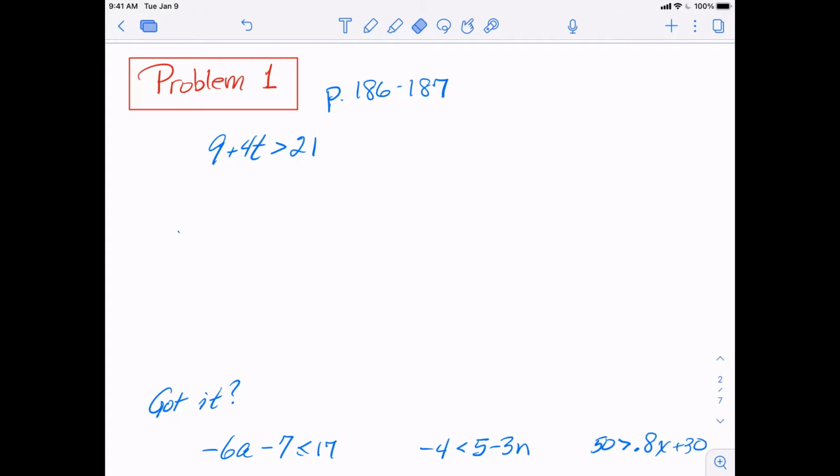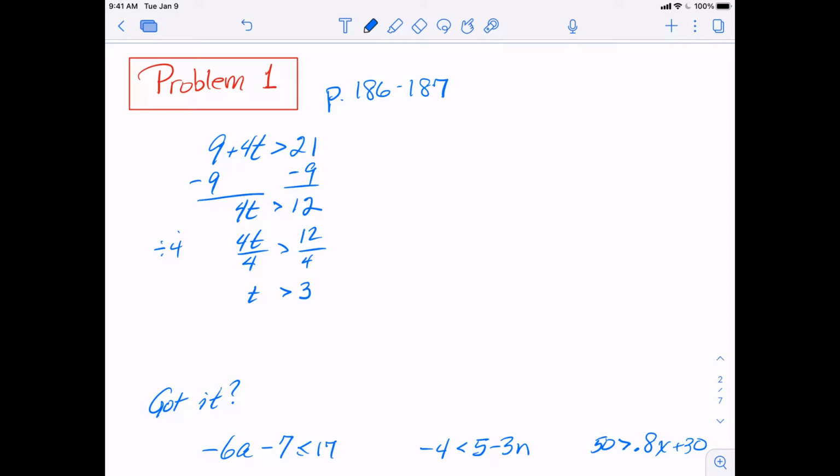Problem number 1 is to solve the inequality 9 plus 4t is greater than 21. In this case, we can simply subtract 9 from each side, and we would get 4t is greater than 12. Next, we can divide each side by 4, so this would be 4t divided by 4 is greater than 12 divided by 4. And then the left side simplifies to t, the right side simplifies to 3, and we have our solution.